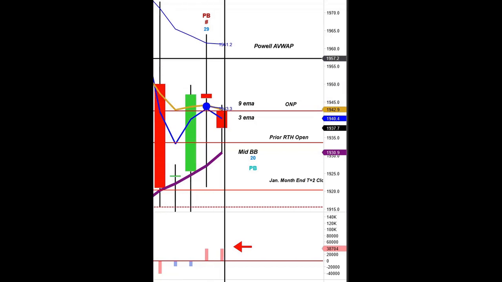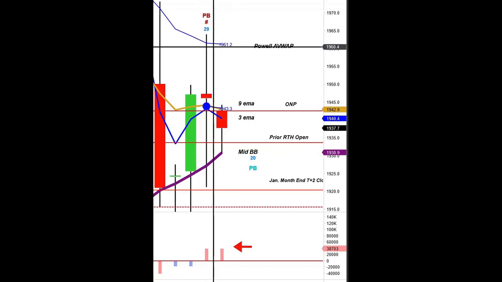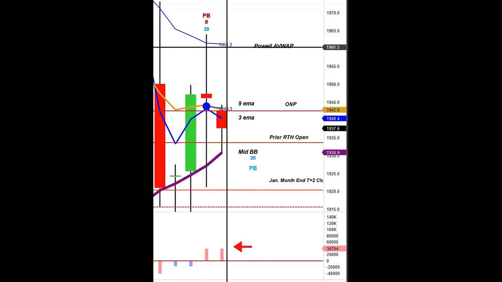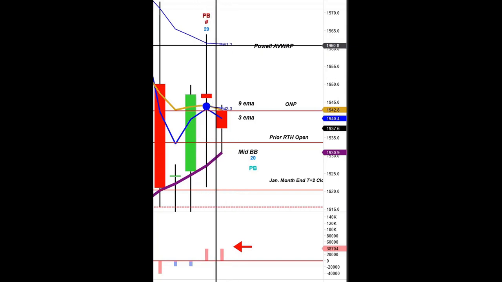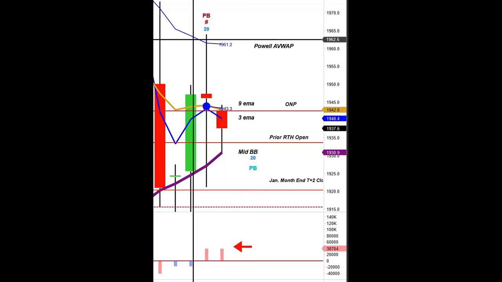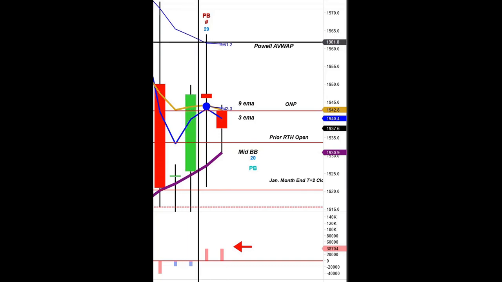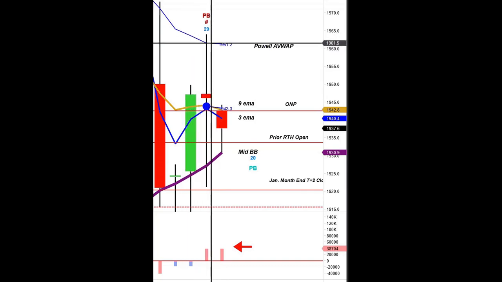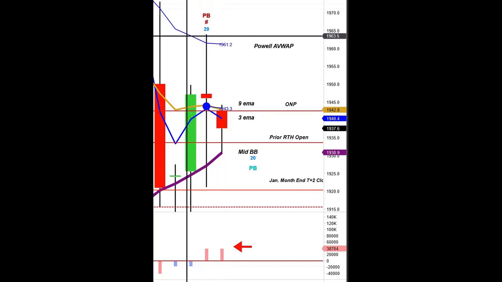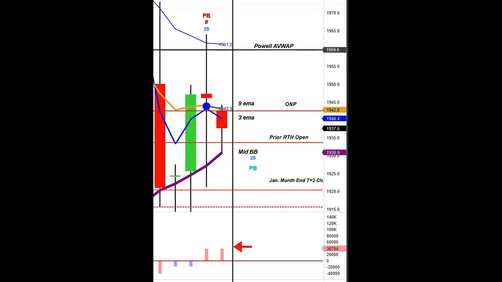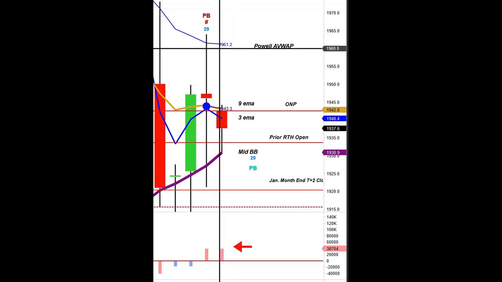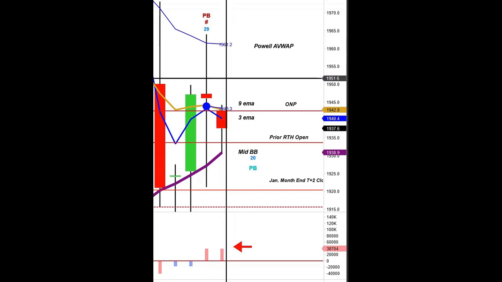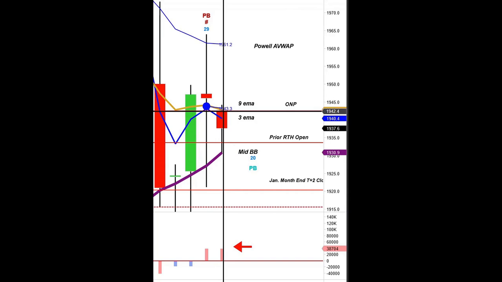24-hour chart. So the Powell anchored VWAP from when they raised rates in February. Notice how this blue line has still continued to be resistance. Now the line is flat right now, from a decline to a flat. So I'm going to always take note of the angle, 1961.2. Okay, and then that's the upside. Downside here, I would say, is this mid Bollinger Band.